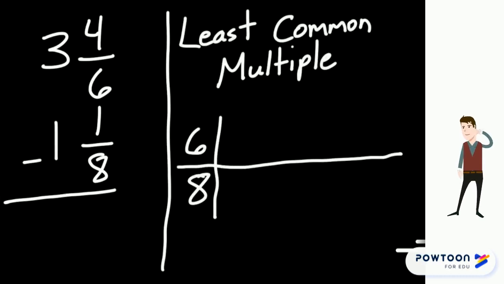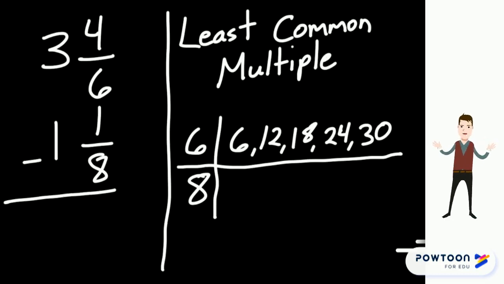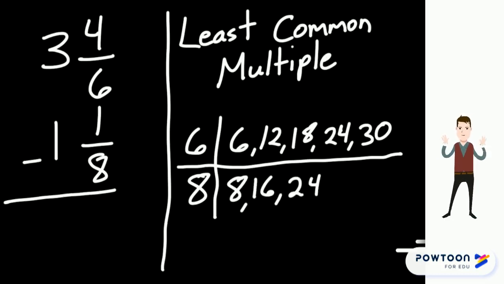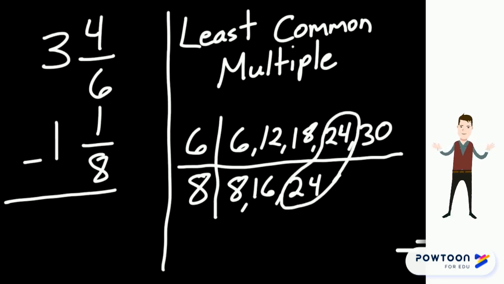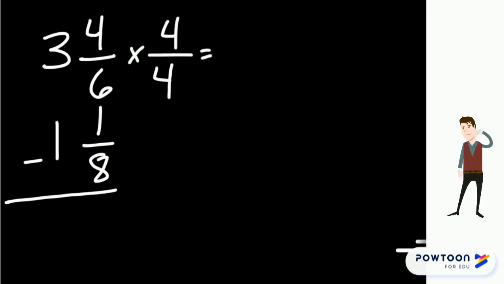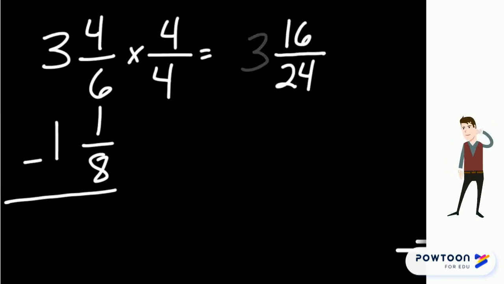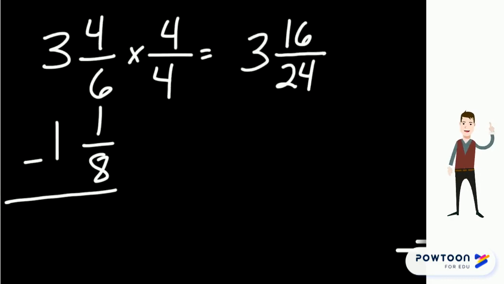The multiples for 6 are 6, 12, 18, 24, and 30. The multiples for 8 are 8, 16, and 24. The least common multiple for 6 and 8 is 24. Now we rewrite our fractions. I would multiply 4 over 6 by 4 over 4 to get 16 over 24. This means the fraction is 3 and 16 over 24.